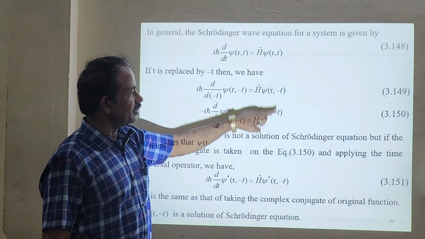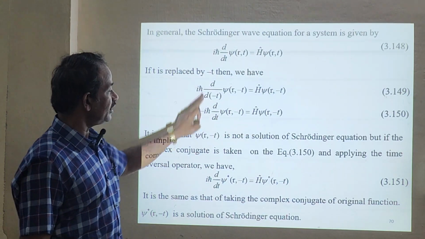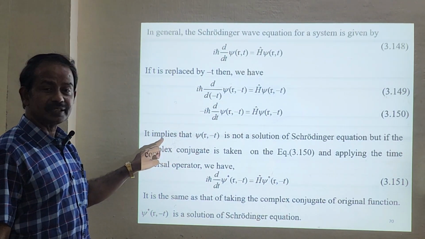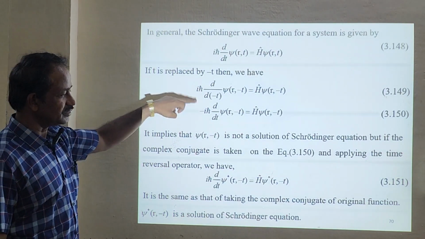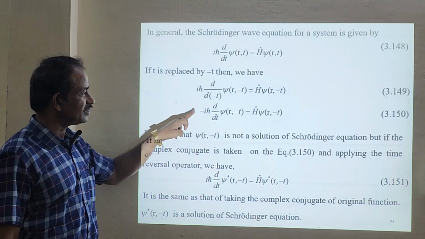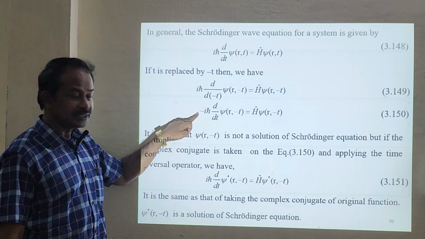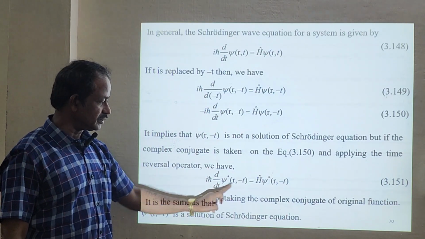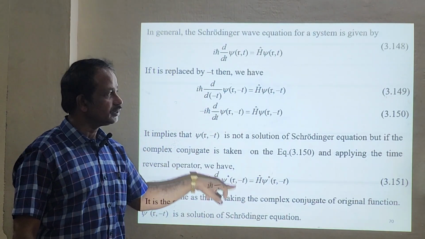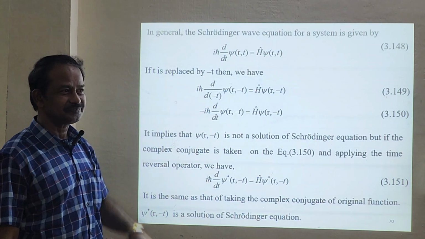This is a solution, psi of r,t solution. But here it is plus sign, here it is minus sign. So they will not have the same solution, correct? Suppose you take the complex conjugate of this. Taking the complex conjugate will give you i h cross d psi star of r comma minus t, then that will give you the same factor. Now we will have the same solution.